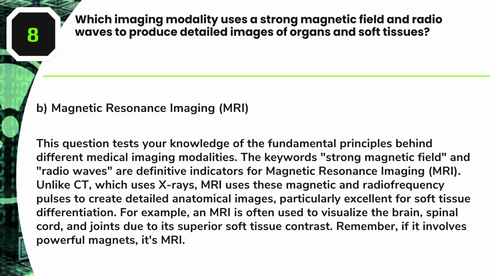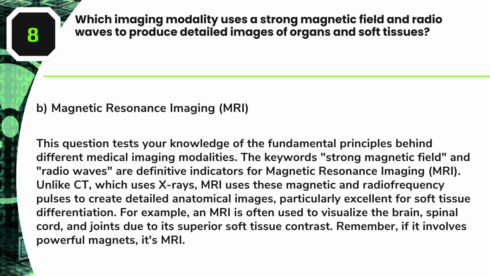Answer: B. Magnetic resonance imaging, MRI. This question tests your knowledge of the fundamental principles behind different medical imaging modalities. The keywords strong magnetic field and radio waves are definitive indicators for magnetic resonance imaging, MRI. Unlike CT, which uses X-rays, MRI uses these magnetic and radiofrequency pulses to create detailed anatomical images, particularly excellent for soft tissue differentiation.